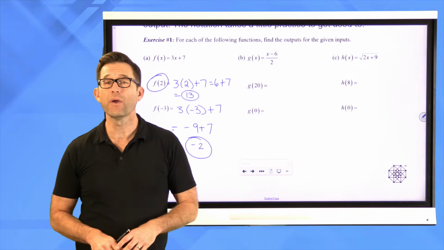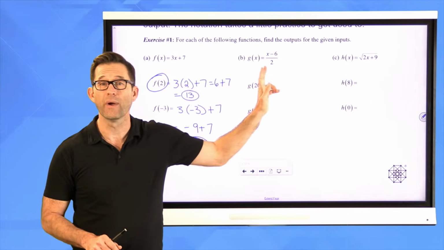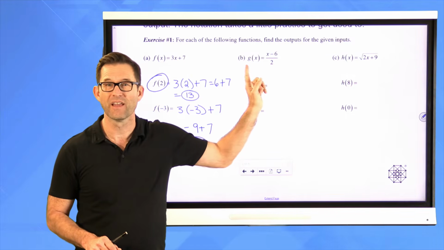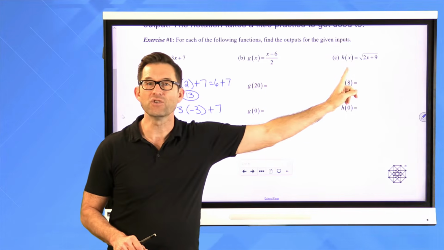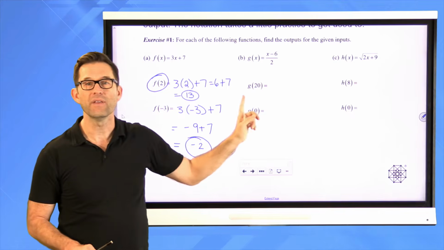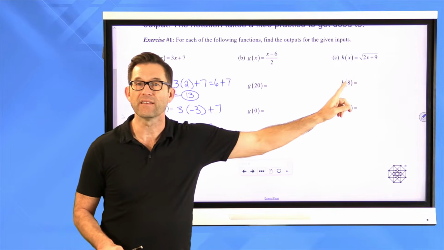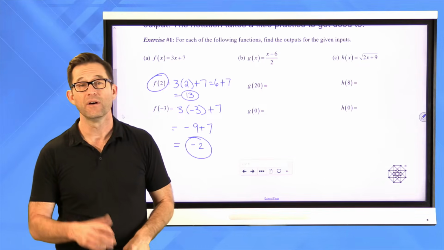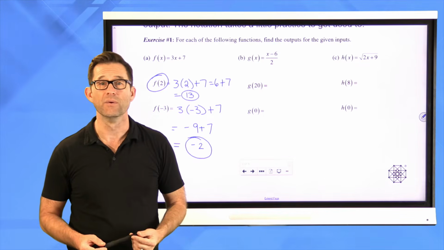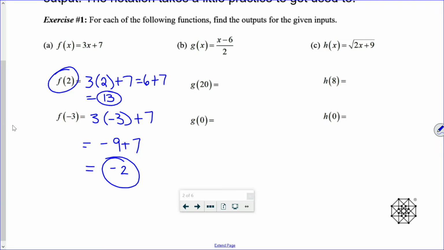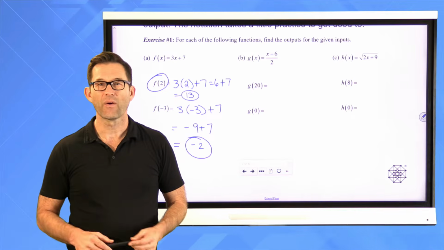So pause the video now and see if you can evaluate both the function g in letter B and the function h in letter C, given the inputs 20 and 0 in this function and 8 and 0 in that function. Pause the video now and see what you can do. All right, let's do it.